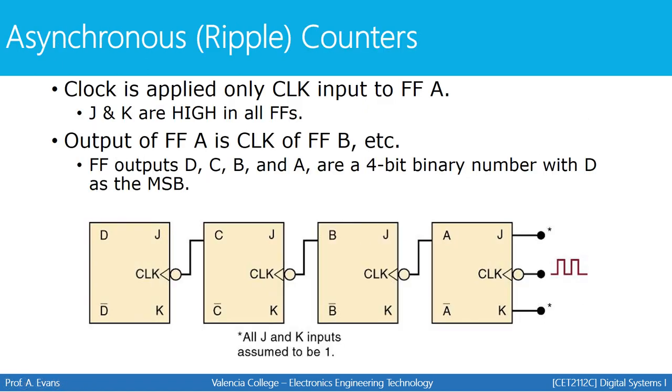So the first type of counter we're going to talk about is called an asynchronous or a ripple counter. And the diagram on the screen is an example of what an asynchronous ripple counter would look like. In this particular example, we have 4 flip-flops. And instead of the outputs being labeled as Q, we're going to label them as A, B, C, and D, so we can tell the difference between each flip-flop. So the outputs are labeled just alphabetically, starting with letter A.